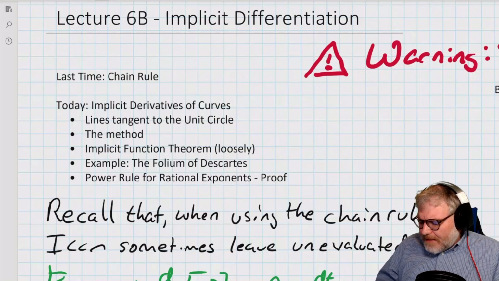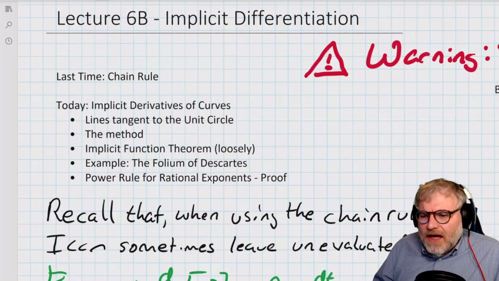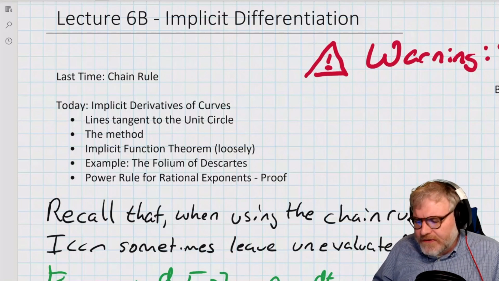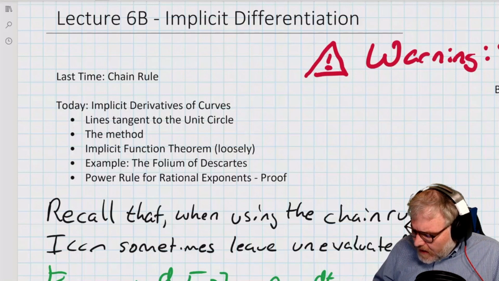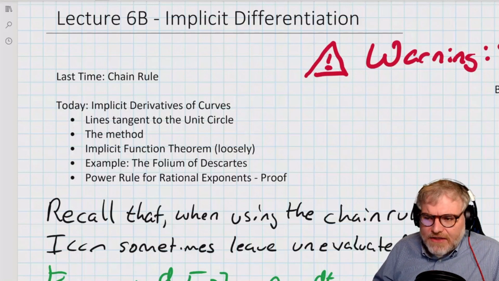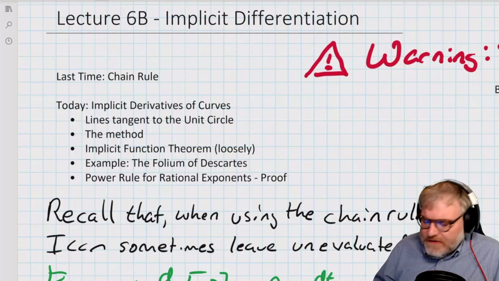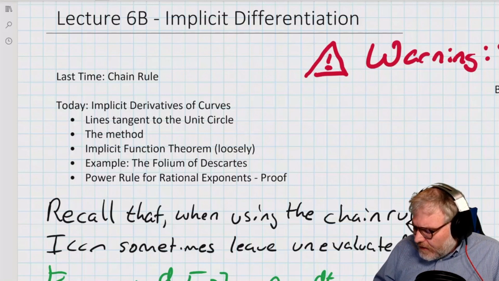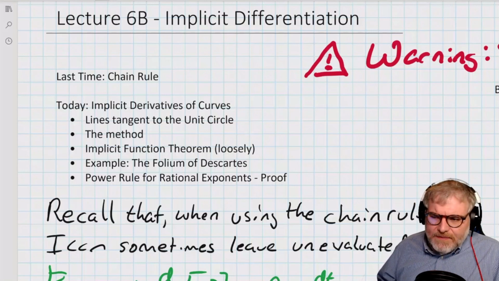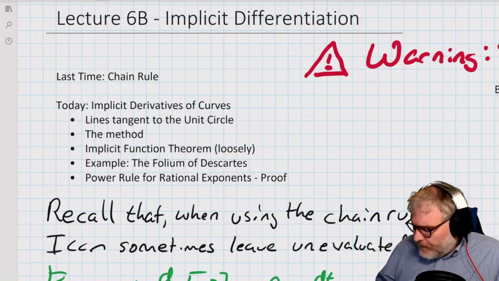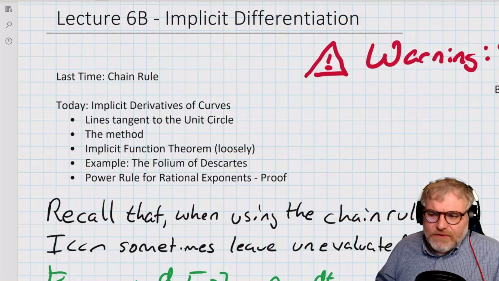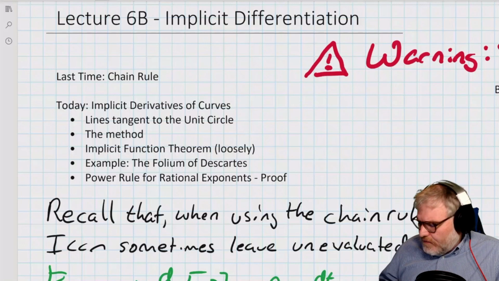Then we'll do some more examples. We'll do the Folium of Descartes, which is always a crowd pleaser. And then we will do the power rule for rational exponents, the actual proof of that. So we'll do the power rule for rational exponents at the very end and the proof for it, which is very clean and nice, but you need implicit differentiation to really do it.